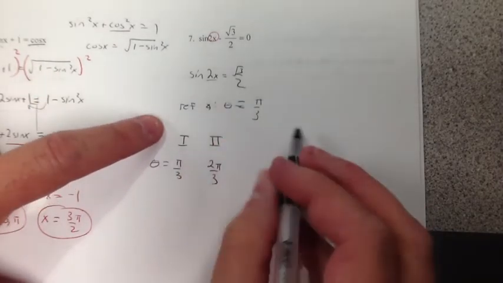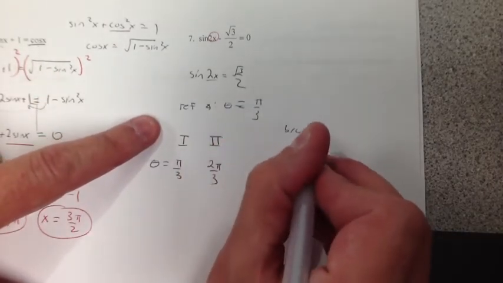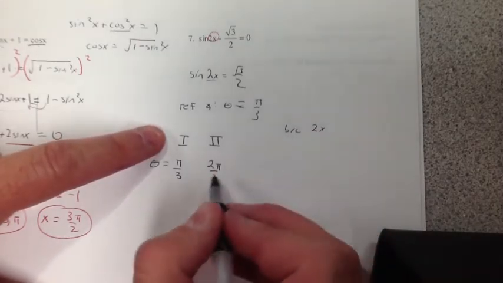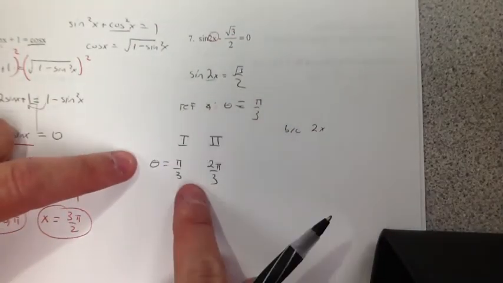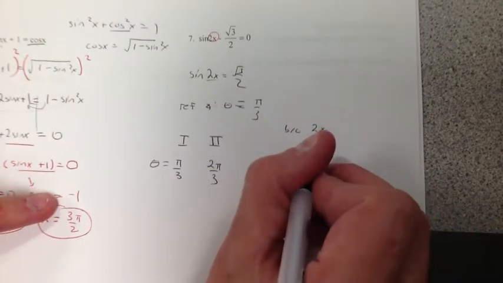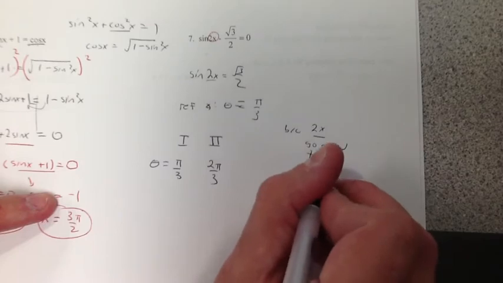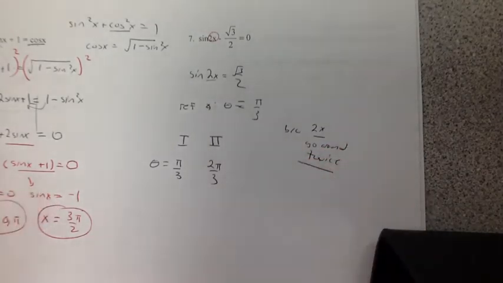But you've got to be careful. Because of the 2x, we're going to have to go around twice. We're going to go around the circle one more time. This means go around twice. That's what that means. I have to go around the circle twice.